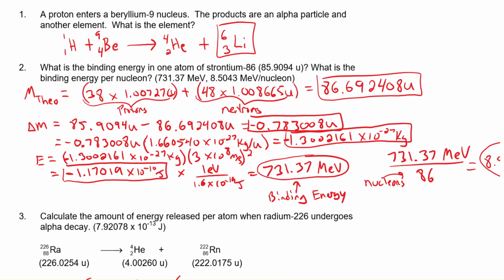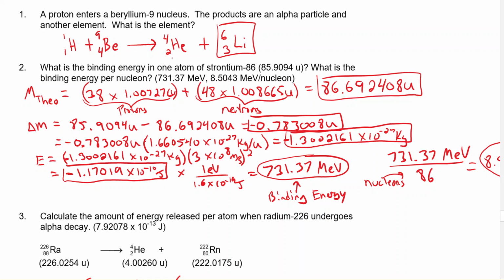Okay. All right, so here's what we got. The first one here: proton enters. Remember, a proton is just hydrogen, so that'd be H, with 1, 1. And then beryllium 9. Beryllium is 4 on the periodic table, but 9 is the atomic mass. And then helium looks like that.